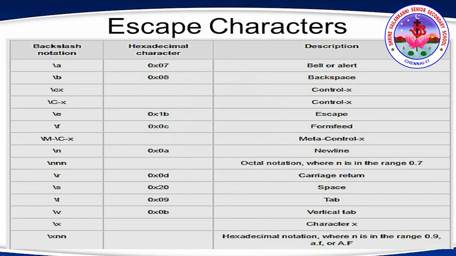Both are the same, let it be lowercase or uppercase. \e is for escape sequence. \f is for form feed. So it goes on. We have \n, then comes \r, \s, \t, \v. \t is horizontal tab and \v is vertical tab. \x is for character X. So this is how we go with the escape sequences. We use all these enclosed within quotes.